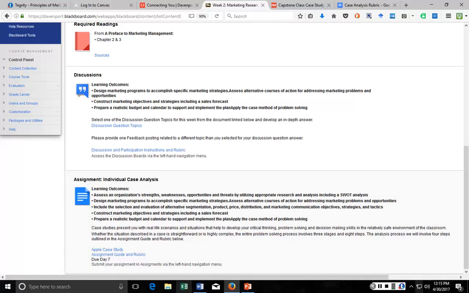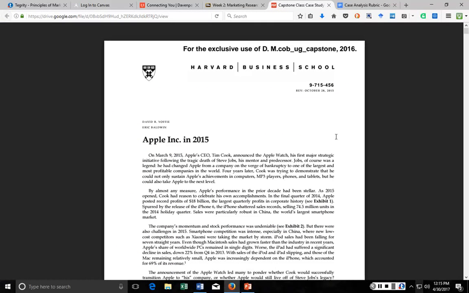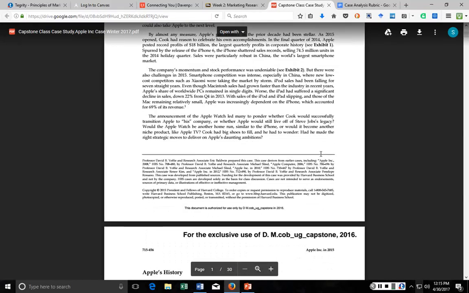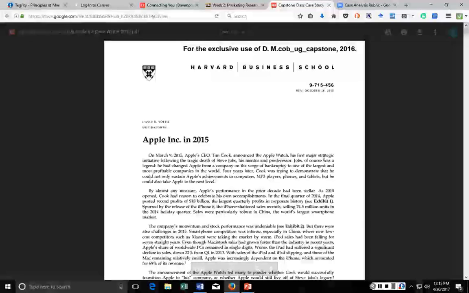So you're going to want to look at 2 documents. First is the case itself. So this is a Harvard Business School case called Apple Incorporated in 2015. It's 30 pages, so there's a lot of information in here. You won't use everything in that case, but you do need to look at it and read it.